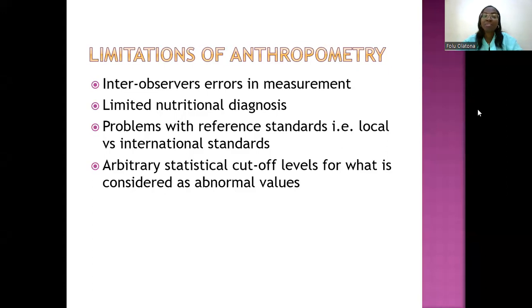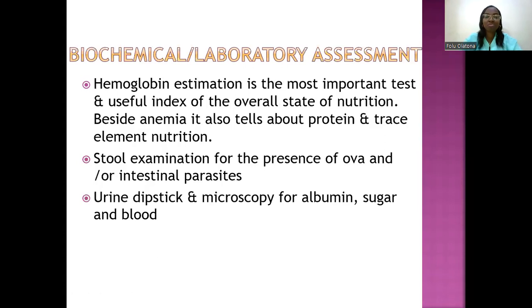Then problems with reference standards. Many people complain about these international standards not really fitting our children or our adults in this part of the world. Then arbitrary statistical cutoff levels for what is considered as abnormal values. How did people come about saying a BMI of 25 is the beginning of overweight? So those are arbitrary statistical cutoffs that may be unusual for some people.